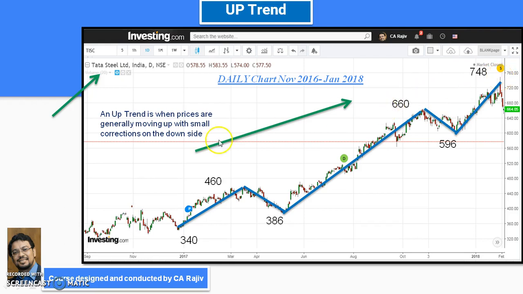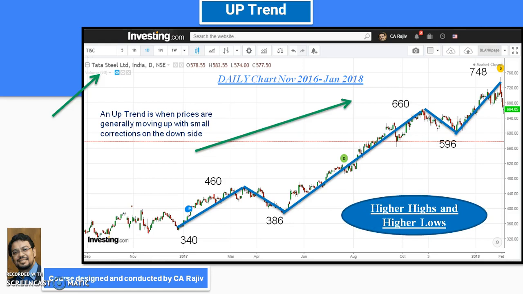Now therefore, the technical definition of the uptrend must include 2 points, and that is the stock must make a higher high as well as a higher low formation. Please note the word is and, it is not or, means the stock must make a higher high as well as it should make a higher low formation.